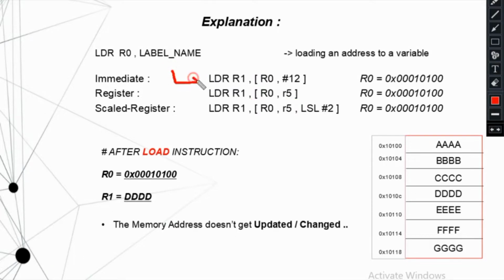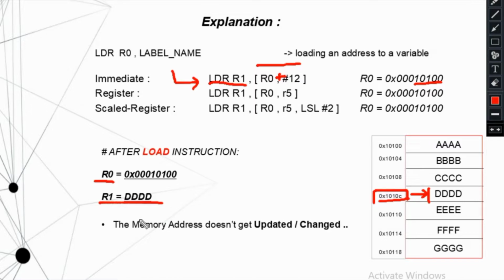After executing this particular instruction, what we are instructing the computer to do is to load register R1 with the data at the dynamically updated memory address of R0 plus 12. What is the value at R0? It is 10100. If we add 12 to 10100, it becomes 1010C in hexadecimal. The data stored at this memory address is DDDD, so the register R1 will store the value DDDD. Also, the memory address stored in the operand register is not updated.